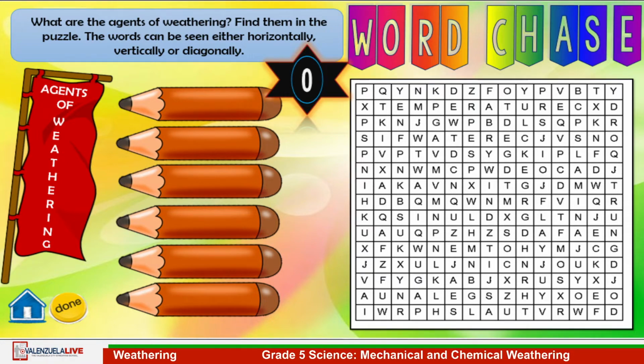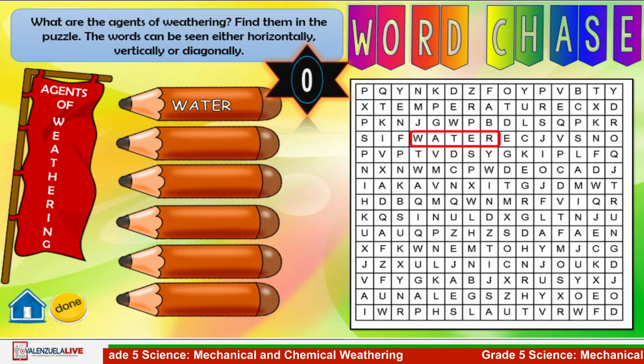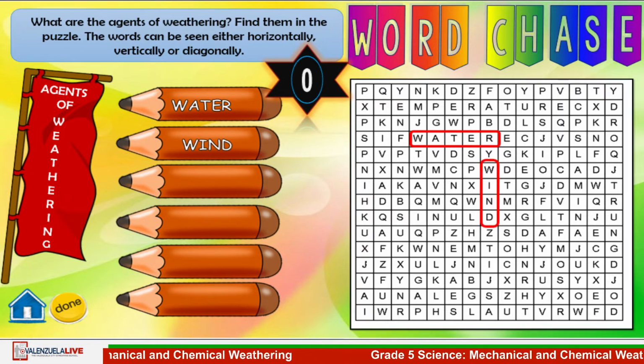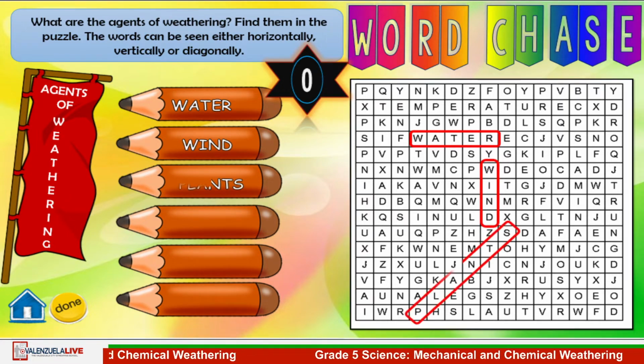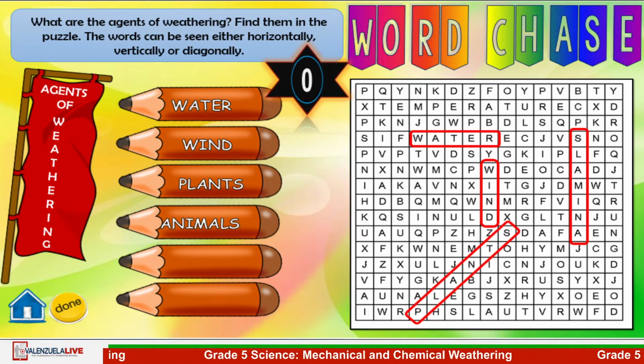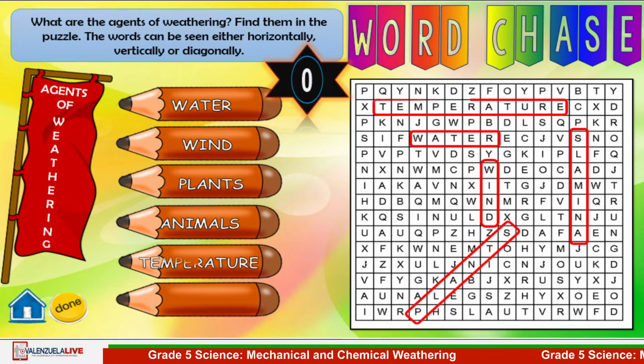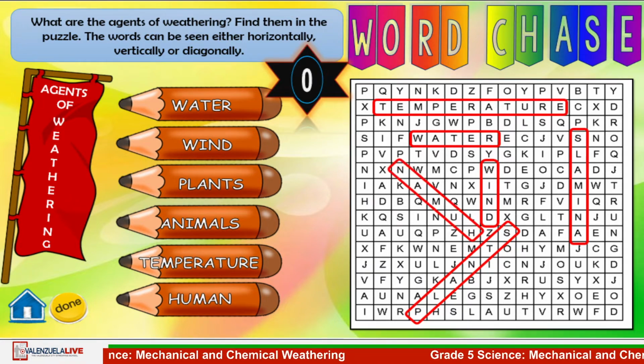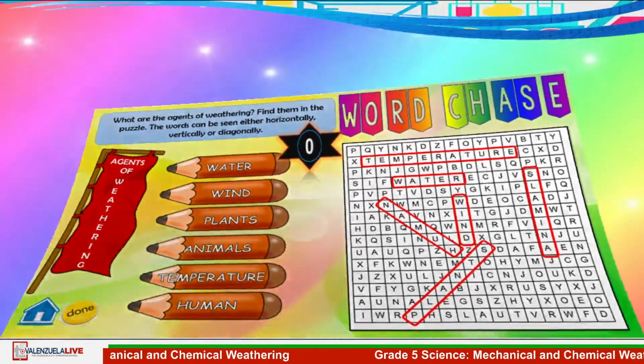Okay, great. I can see all your answers. So the agents of weathering are water, wind, plants, animals, temperature, and human. Great job, kids.